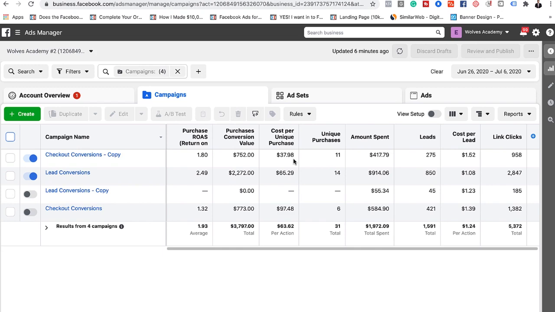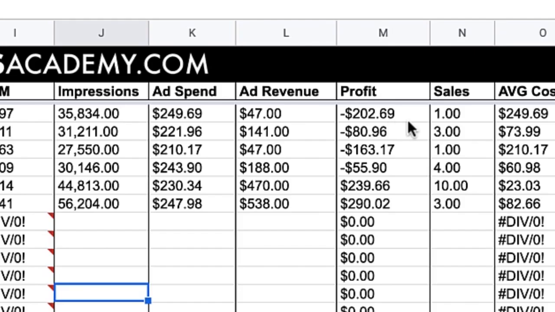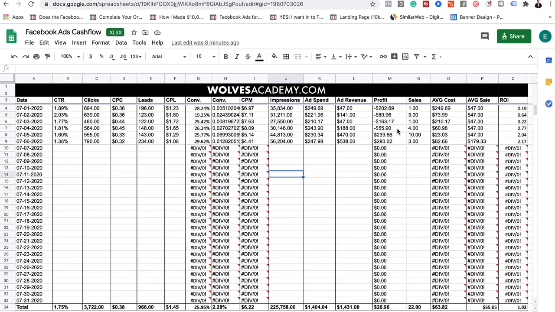Now, one thing that is important to mention is that I want to go ahead and actually show you guys coming into July. We actually lost money for 4 days straight. So the profit was $202.69 on the first, negative $80.96 on the second, negative $163.17 on the third, and negative $55.90 on the fourth. So the reason why I want to show you guys this is because you're not going to make money every single day, and the goal is not to look at it by the day, but look at the overall campaign.